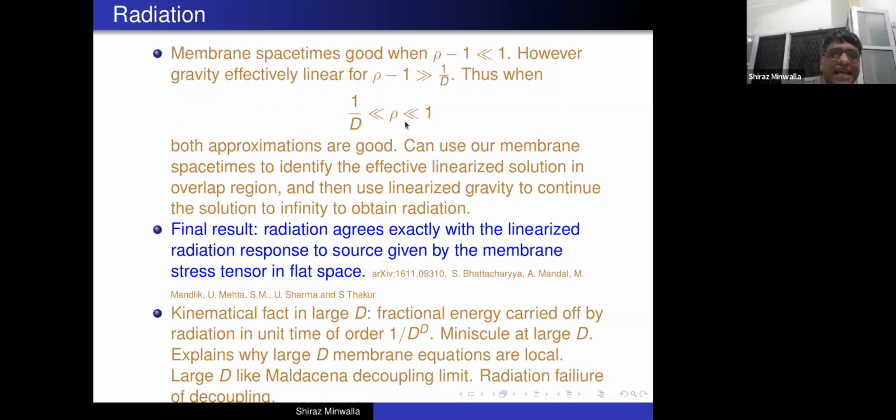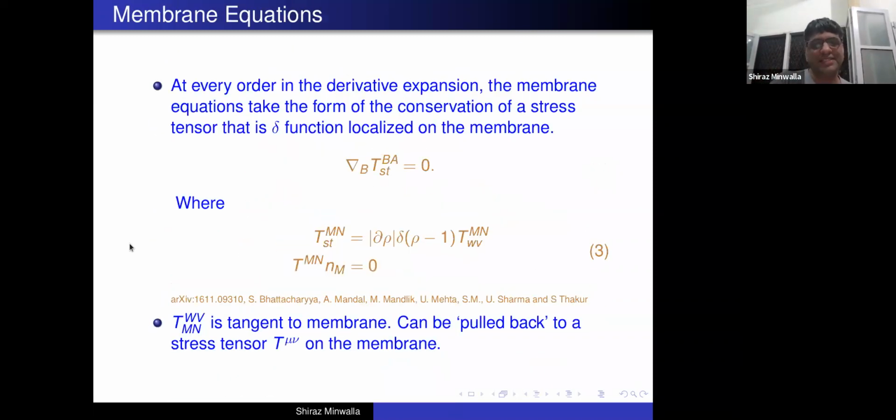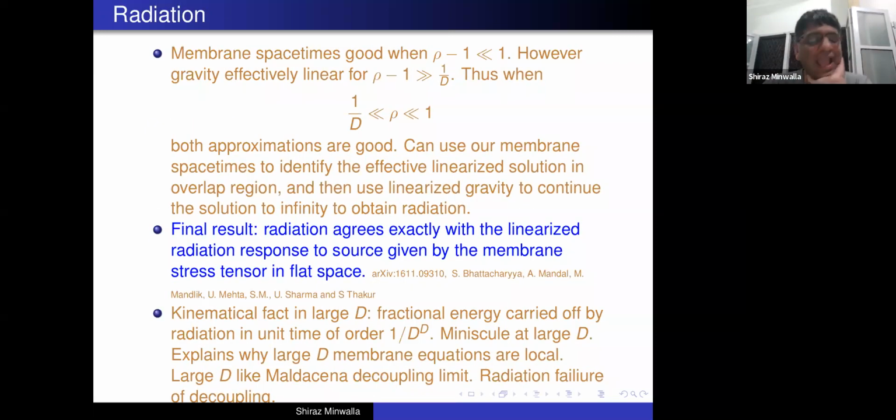And the answer turned out to be satisfyingly simple. The answer turned out to be that the radiation is precisely the radiation that one would get by taking a membrane moving in flat space with the stress tensor that we have here, and coupling that to Einstein's equations at linearized order. Okay, so the radiation is given just by the membrane stress tensor. So not just the motion of the membrane, but also the radiation created by the black hole solutions is accurately captured by the membrane stress tensor.